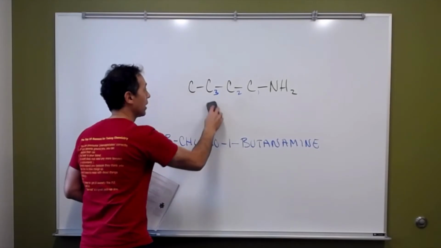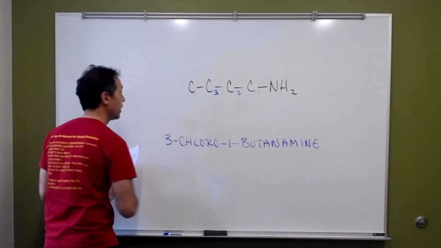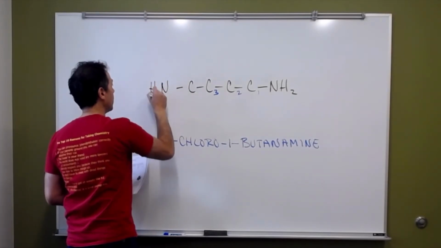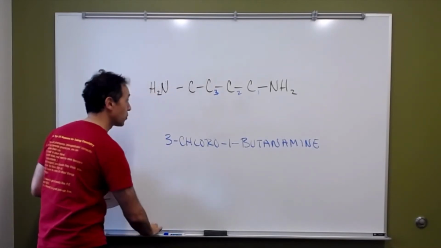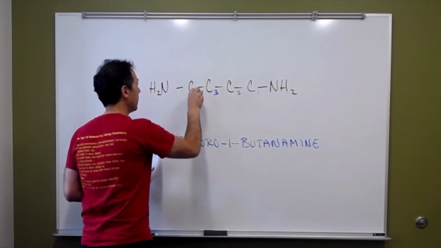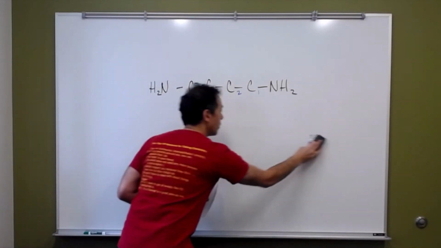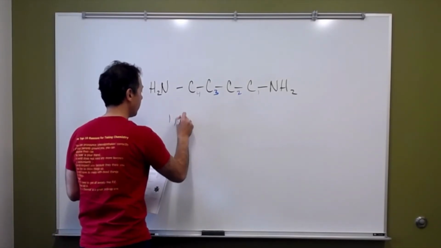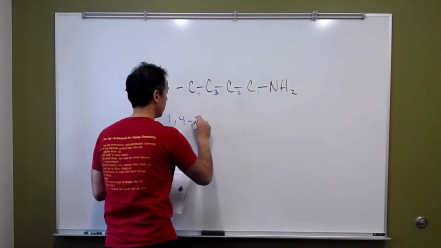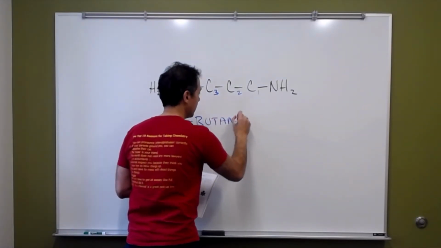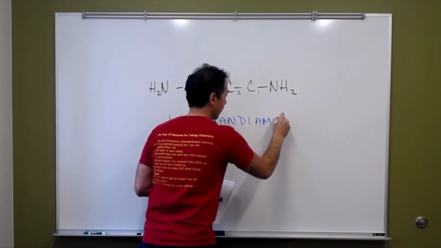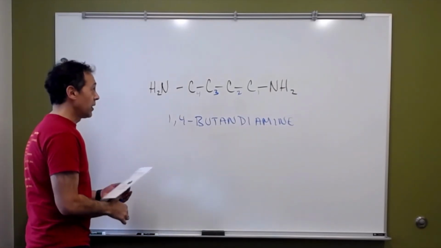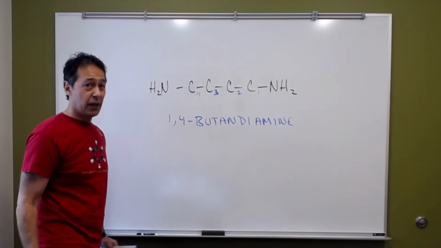Well, what if we have 2 amine groups on? Let's try that. Let's put another amine group over here, NH2. Now we've got 2 amines on like this, so this becomes 1,4-butanediamine. Butanediamine. Up to this point, this has been primary amines for the most part.